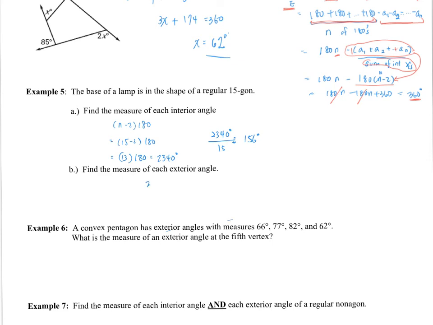And for part B, find the measure of each exterior angle. All you have to do is take 360 degrees, because for any polygon the total measure is 360 degrees, and divide by 15, and that will be 24 degrees.